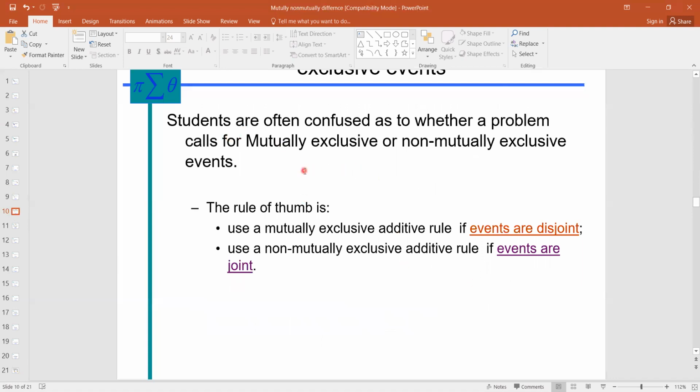The second important thing in rules of probability, in which most students are confused, is to differentiate mutually exclusive and non-mutually exclusive events. Here is a rough rule of thumb by which you can easily differentiate these two terms. If events are disjoint and there are no common points in the events, then you can say these events are mutually exclusive. And if events are joined, they have some common points, then you can say the events are non-mutually exclusive. Even though the meaning of mutually is common, we have the word exclusive joined with mutually. So when we combine the term mutually exclusive, it means the absence of a common portion.